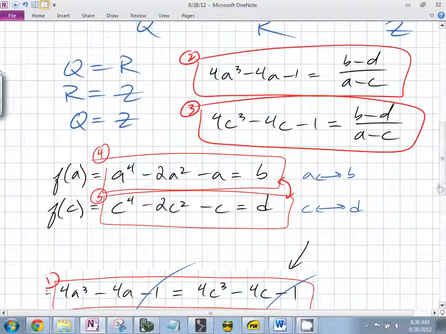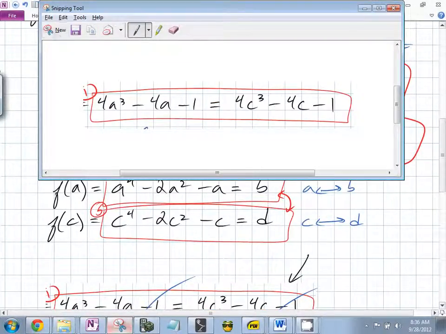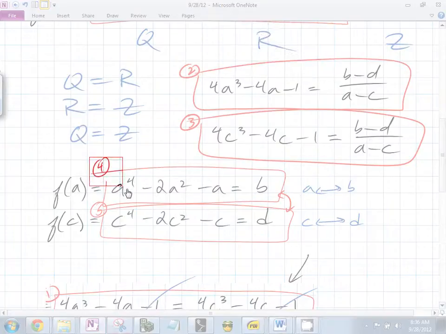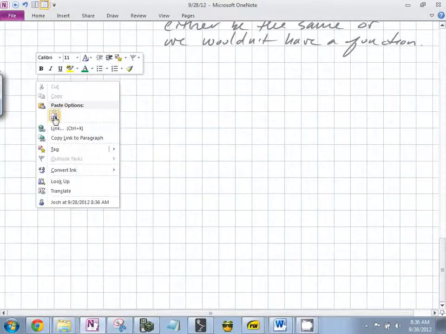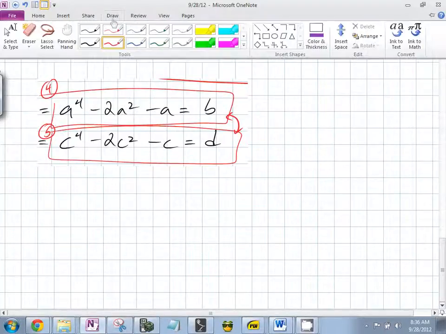Let's see if that'll work. That's a really good idea. Good job, Carter. I like that idea. Thanks. You're gonna pay me for that idea. So I like this. This is really good.